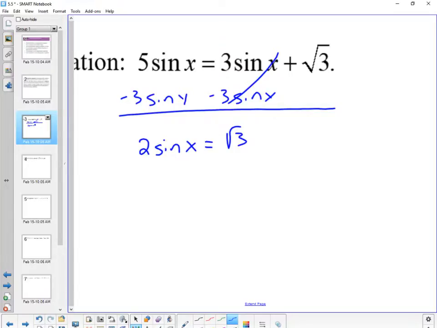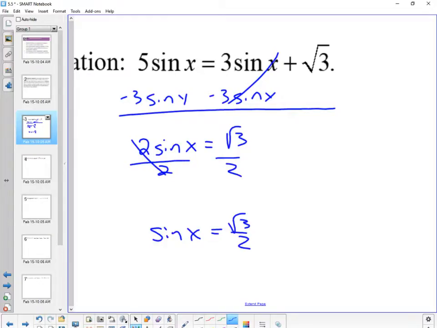I want sine x by itself. Divide both sides by 2. So that means that I've got sine of x, or theta, whatever you want to call it, is the square root of 3 over 2. Those two numbers look familiar. Which special triangle did they come from?